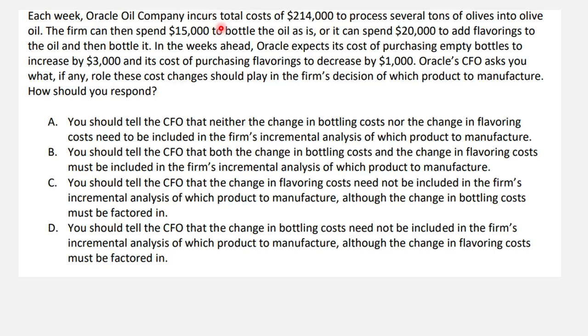Okay, so each week Oracle Oil incurs total cost of $214,000 to process several tons of olives into olive oil. The firm can then spend $15,000 to bottle the oil as is, or it can spend $20,000 to add flavoring to the oil and then bottle it. In the weeks ahead, Oracle expects its cost of purchasing empty bottles to increase by $3,000, cost of purchasing flavorings to decrease by $1,000. Oracle CFO asks you what, if any, role these cost changes should play in the firm's decision of which product to manufacture, and how would you respond?